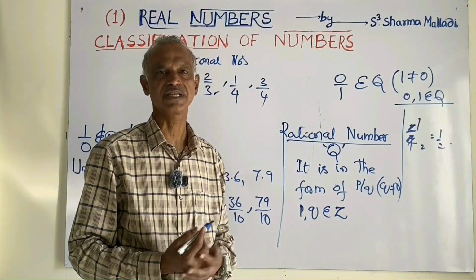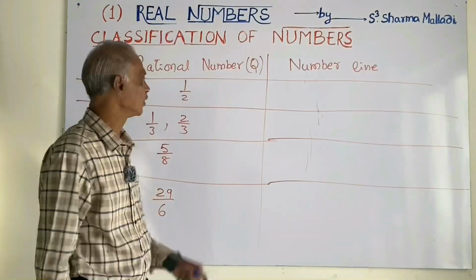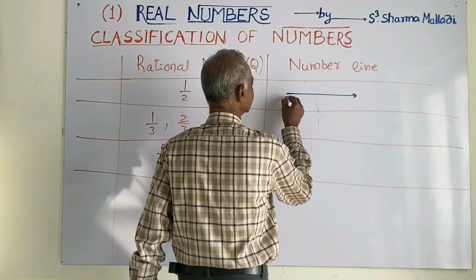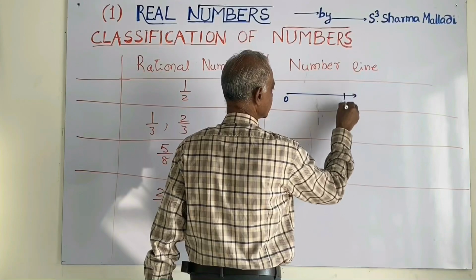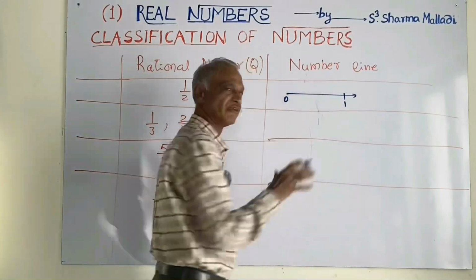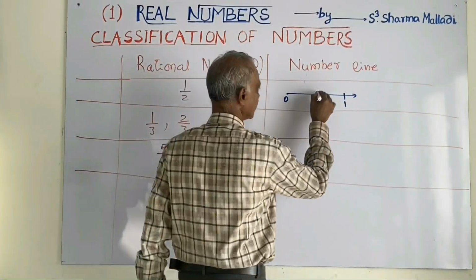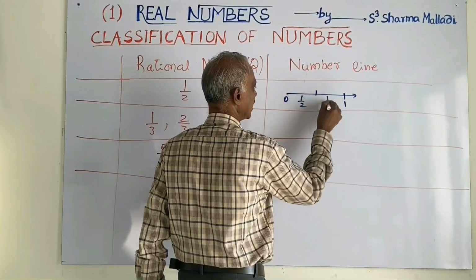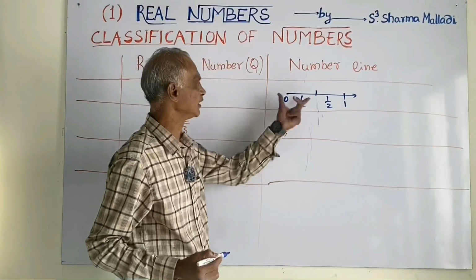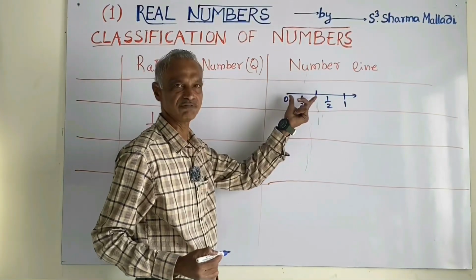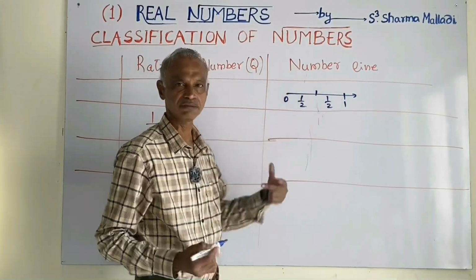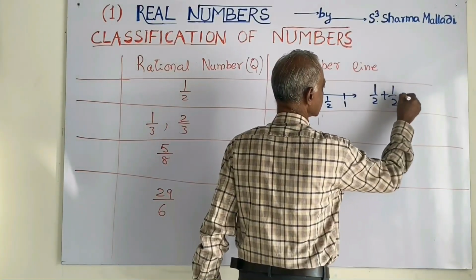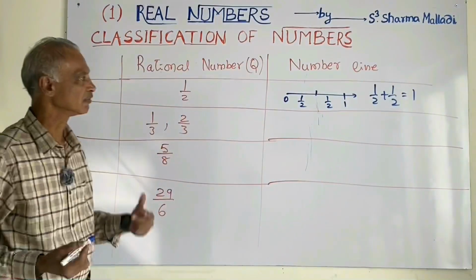How can you represent a rational number on a number line? Now, how can you represent 1 by 2 on a number line? 0, this is 1. To show 1 by 2, I will divide this into two parts. This is 1 by 2 and this is 1 by 2. This part will be 1 by 2. 1 by 2 plus 1 by 2 is equal to 1. How many 1 by 2's make 1?